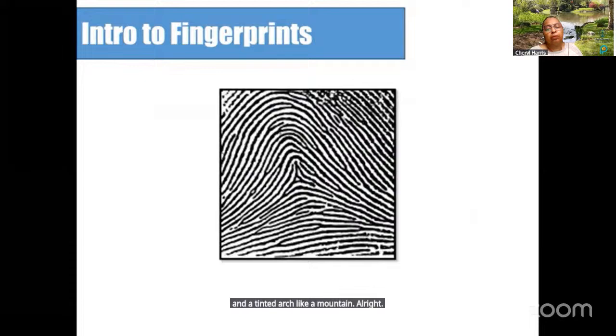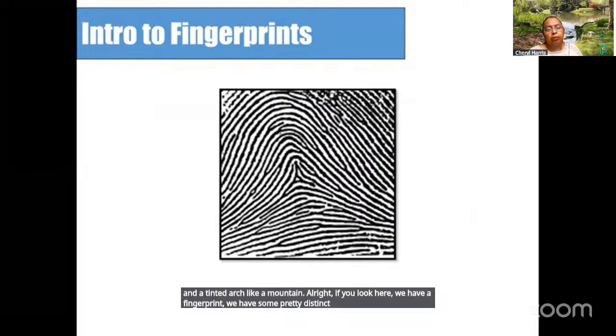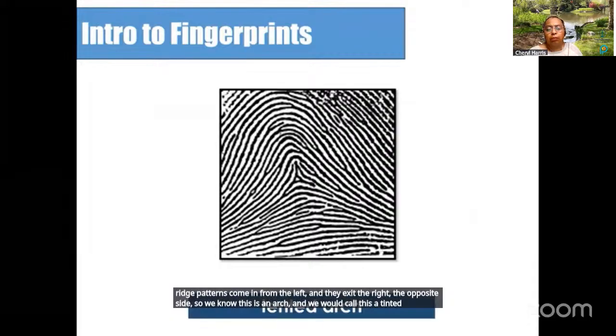All right, if you look here, we have a fingerprint. We have some pretty distinct rise and fall. We see that the ridge patterns come in from the left and they exit the right, the opposite side. So we know this is an arch, and we would call this a tinted arch because it is a more dramatic rise and fall.